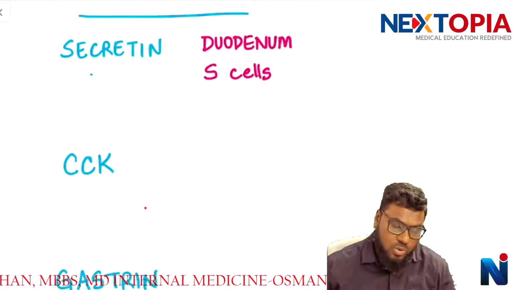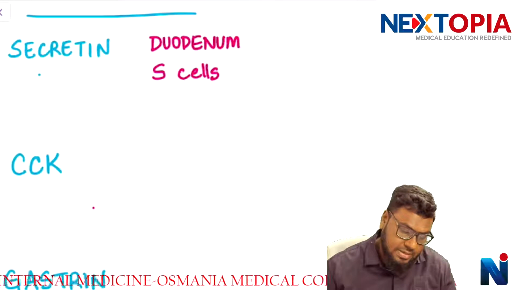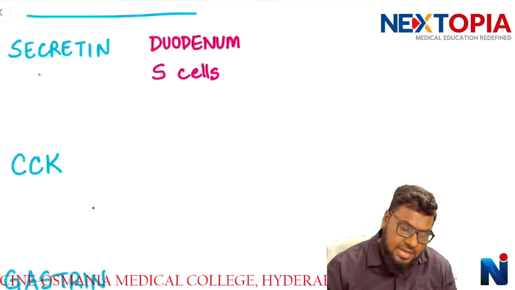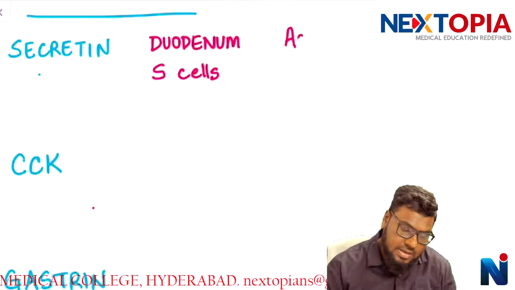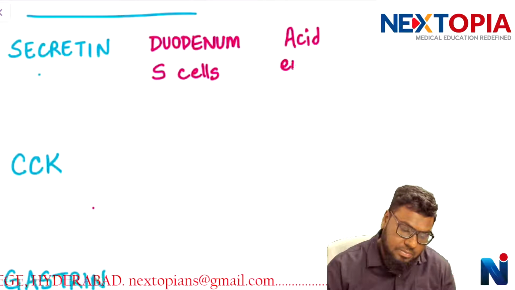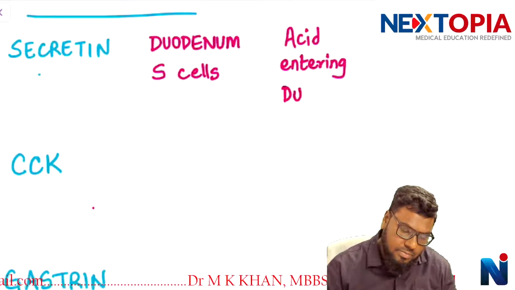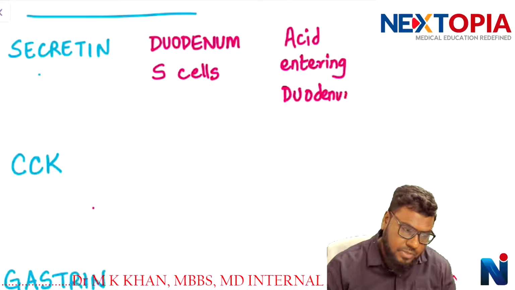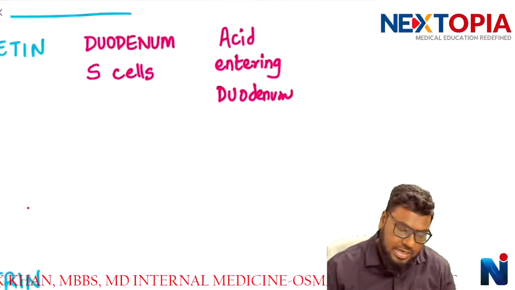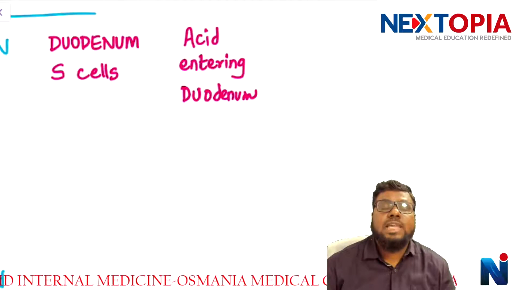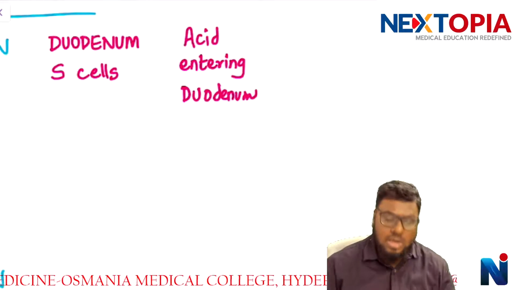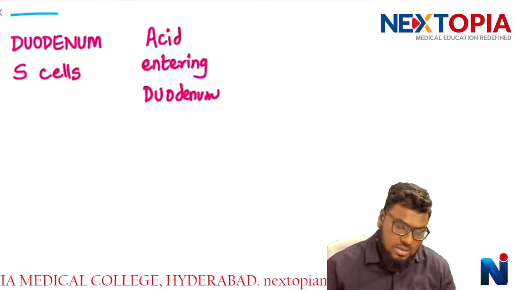And how is it secreted? Whenever gastric acid enters the duodenum, it releases secretin.